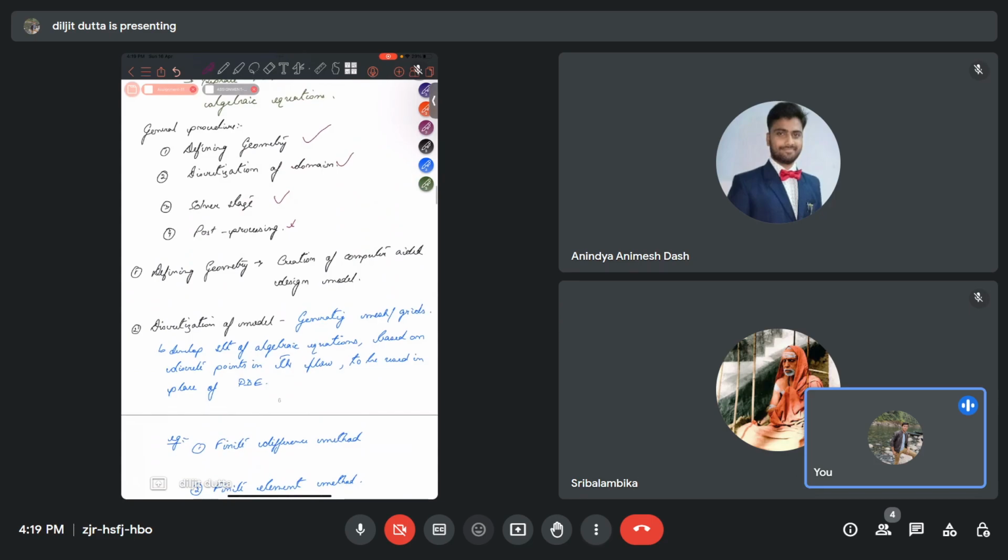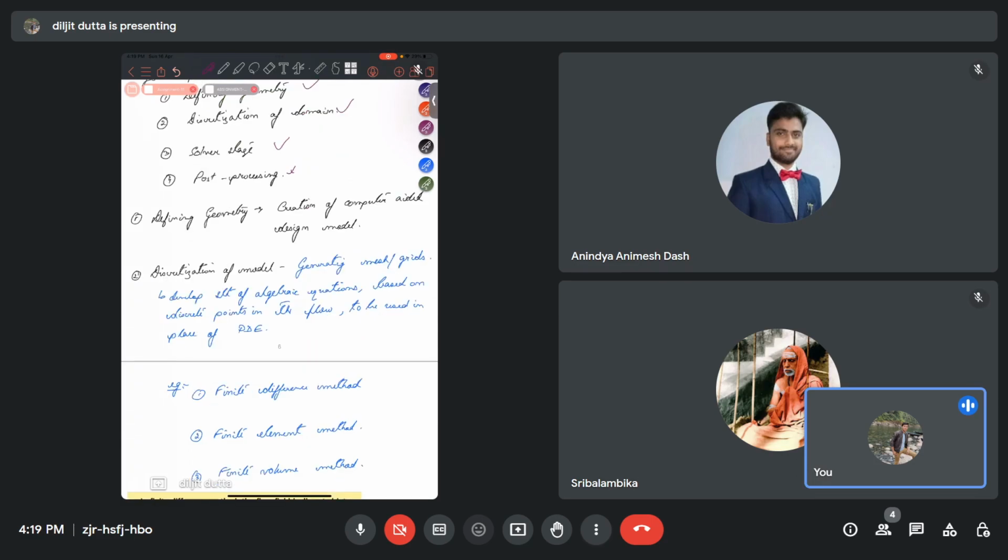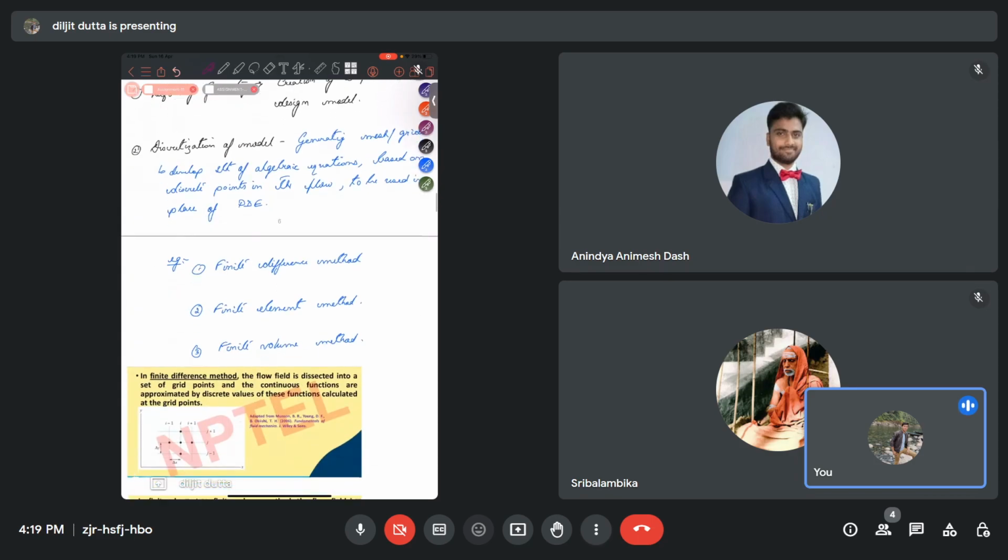So I told about defining geometry, how we define the geometry. That is, in the computer we give the dimensions of the model for which we want to get the solution. Next, the second step is the discretization of the model. In discretization of the model, we will develop a set of algebraic equations based on the discrete points in the flow that will be used in place of the PDEs.